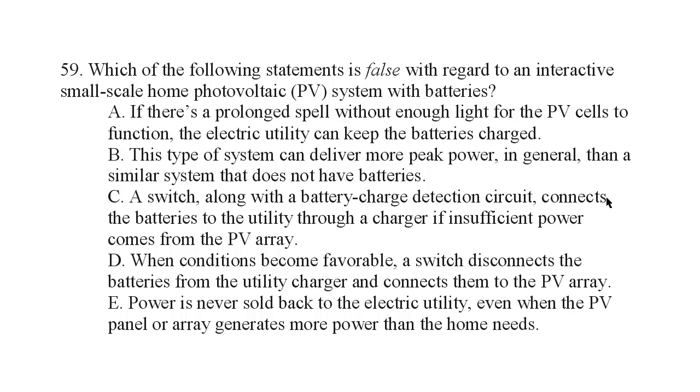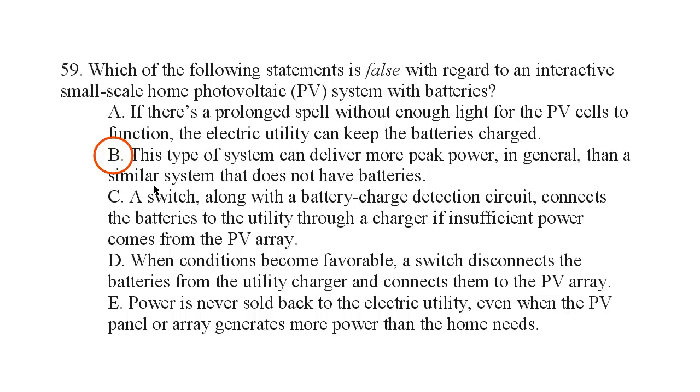All of these statements are true except one. Which one? Well, statement B is not true. "This type of system can deliver more peak power in general than a similar system that does not have batteries." Absolutely not. It can't deliver any more power because of the batteries. In fact, depending on the type of system, it might actually not be able to deliver as much.